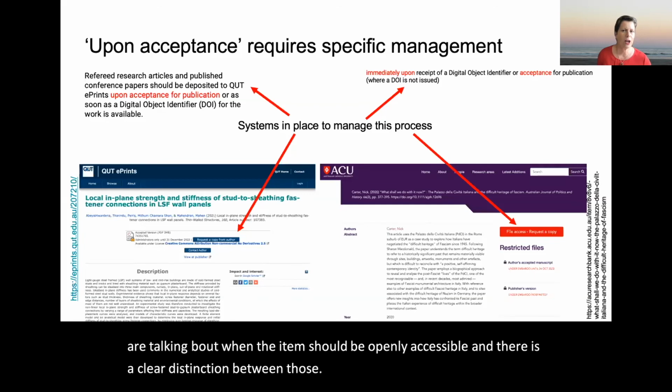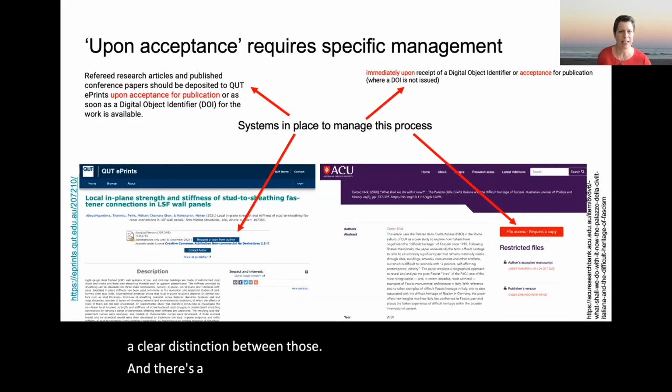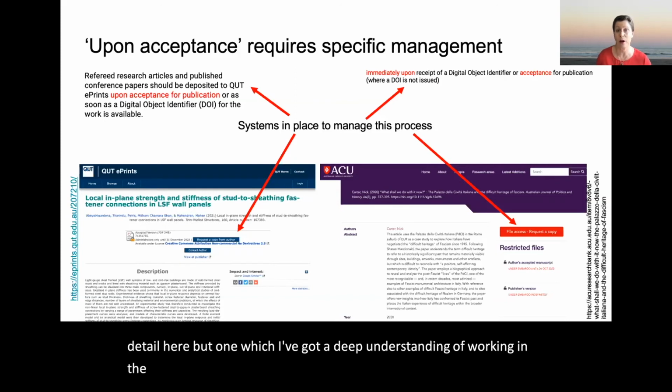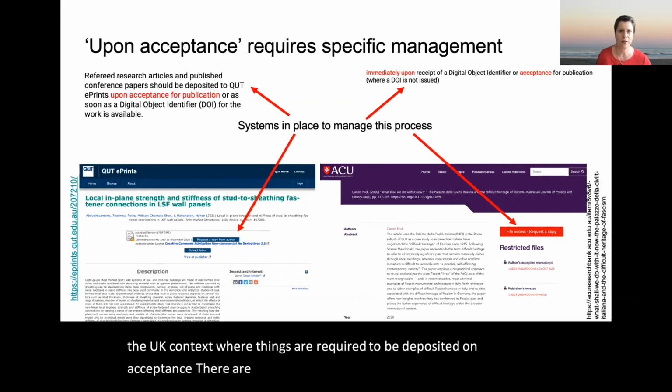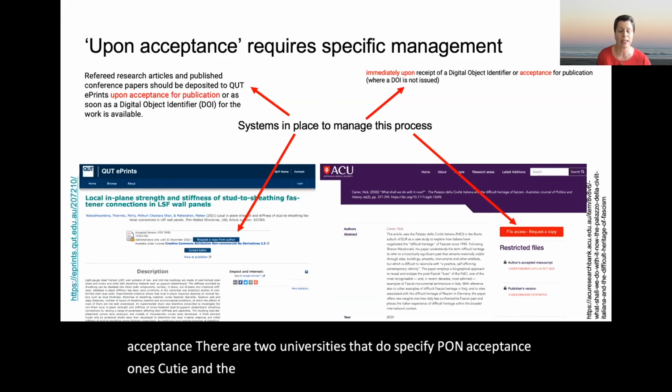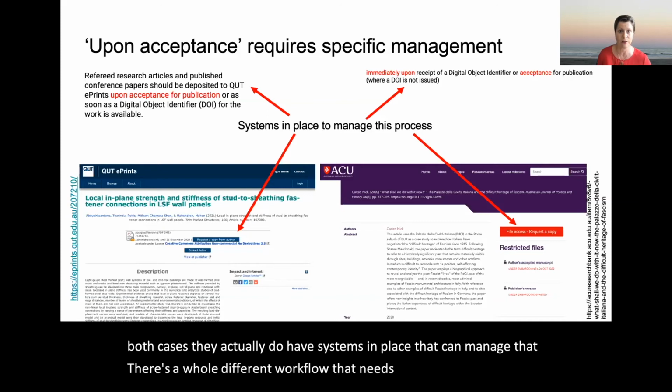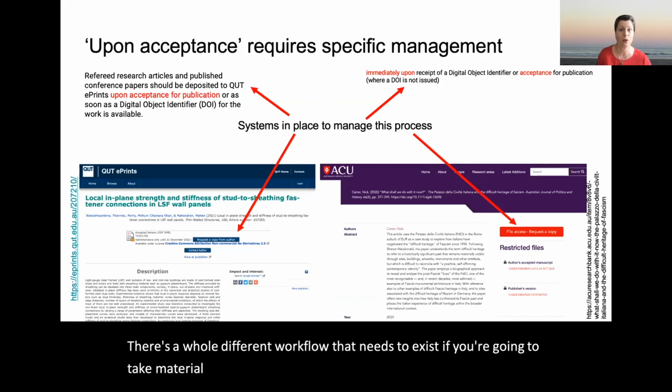And there is a clear distinction between those. And there's a complication which we're not going to go into great detail here, but one which I've got a deep understanding of from working in the UK context, where things are required to be deposited on acceptance. There are 2 universities that do specify upon acceptance. One's QUT and the other one's the Australian Catholic University. Now, in both cases, they actually do have systems in place that can manage that. There's a whole different workflow that needs to exist if you're going to take material prior to publication. So it's worth noting they have put that in place.